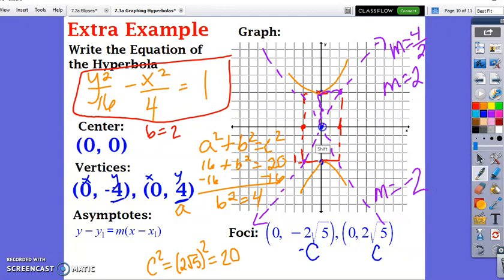Since they both go through the origin, you can use the point 0, 0 for your x1, y1. So your asymptotes are going to be, one's going to be positive 2x, and the other one's going to be negative 2x. These are the equations of those asymptotes for that. All right, that's all for writing equations.